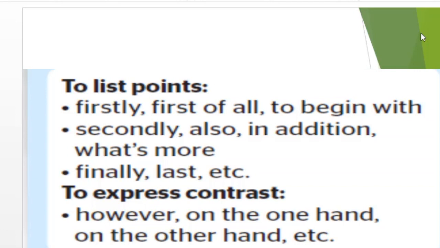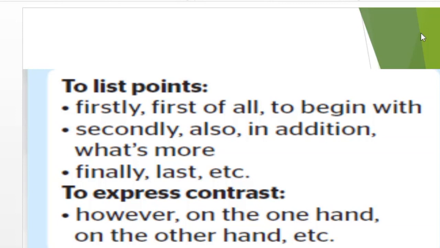For example, we should start by the linkers which express listing points or listing opinion. You should use first of all, to begin with, secondly, also, in addition, what's more, finally, last, etc. So these are the linkers which are used to list points.